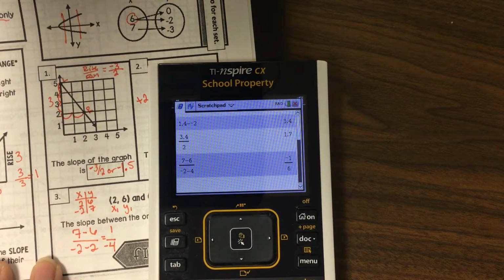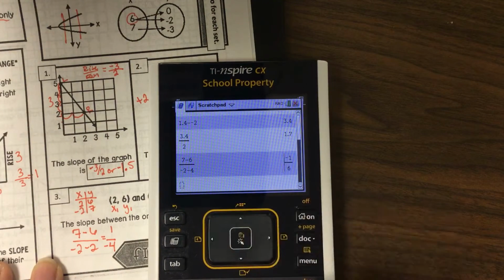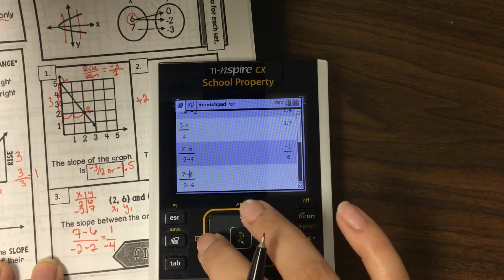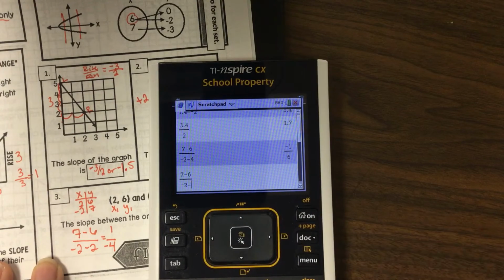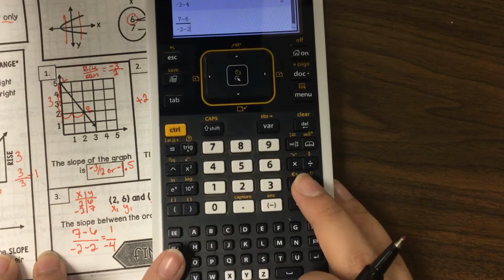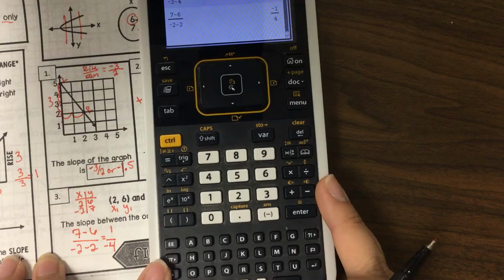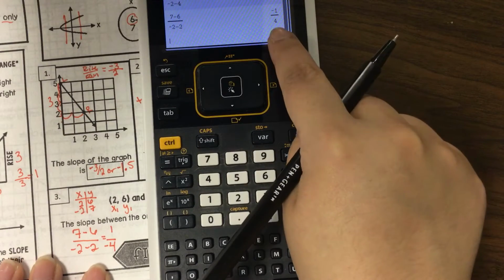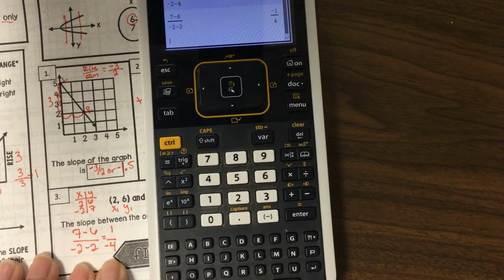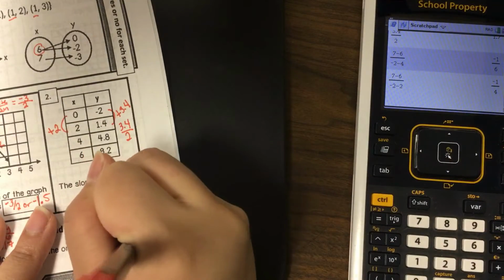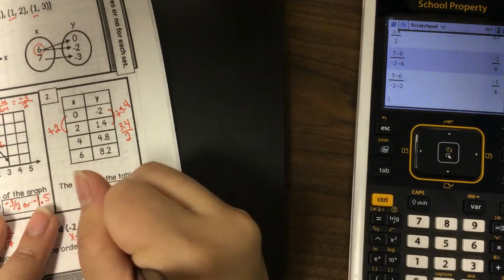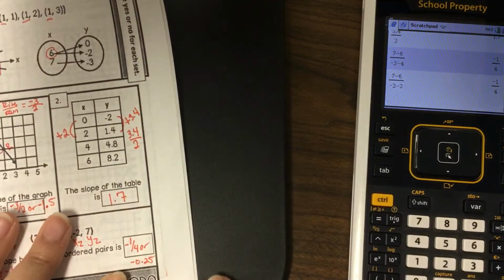And click Enter. Oops, I typed that in wrong. Okay, here we go. 7 minus 6, negative 2 minus 2, negative 1 over 4, which is the same thing. Remember, the negative can go on the top or the bottom. We're only going to write it once, but we could pick which one we want to put it on. So it's negative 1/4. And if I were to change that to a decimal, negative 0.25.